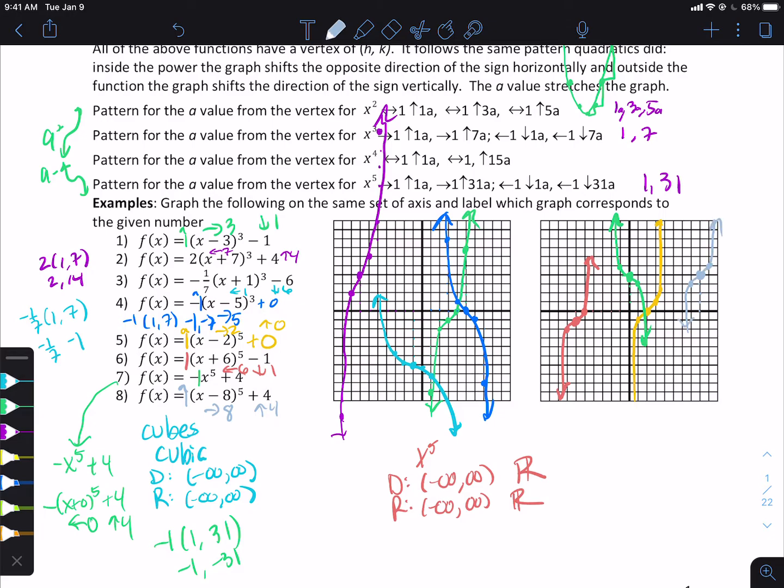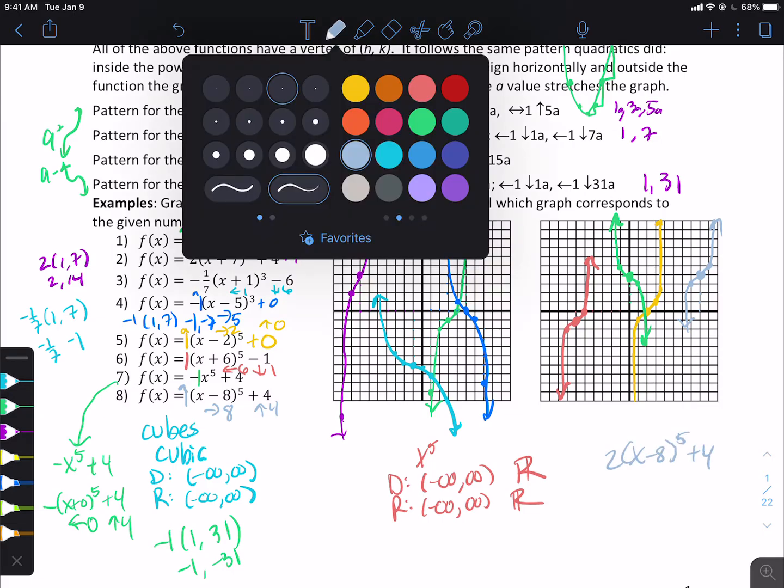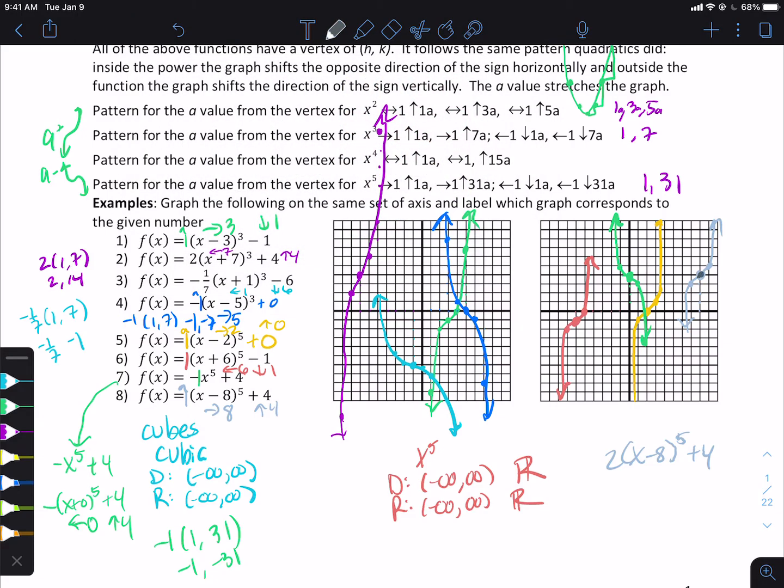Now, if I had done 2 times, let's do 2 times x minus 8 to the 5th plus 4. Okay, if I had done, perchance, that one, we'd start in the same spot, then I'd go over 1 and up 2, and left 1 and down 2. So I'd get this kind of a shape. So just know that that's how you would do it with a number in front. Okay? And that's how you graph x to the fifth.